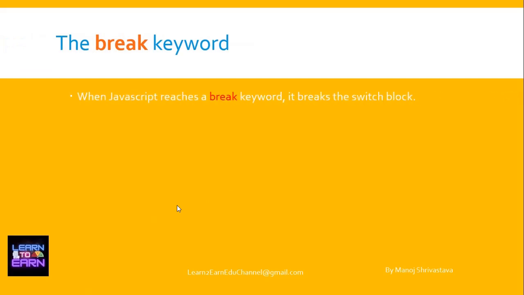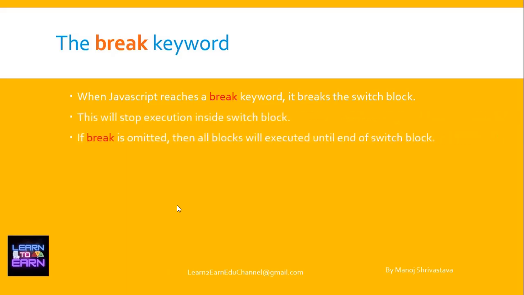The break keyword: when JavaScript reaches a break keyword, it breaks out of the switch block. This will stop execution inside the switch block. If the break is omitted, then all blocks will be executed until the end of the switch or until it encounters the next break statement.